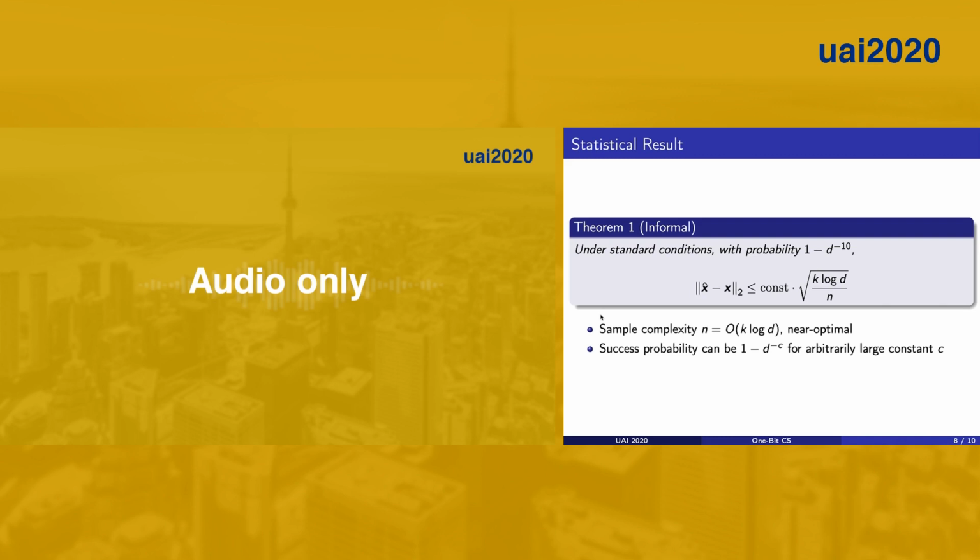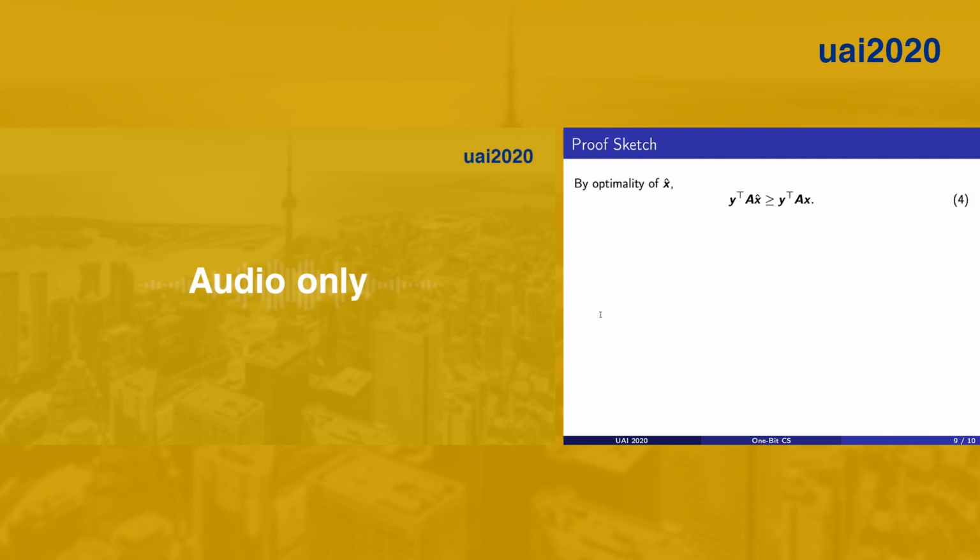And it's also worth mentioning that we can make the success probability as large as 1 minus d to the power of negative c for any constant c. Say you can let c be 100. Okay, so I want to sketch the proof because it's very simple and the proof illustrates how we can extend the results to handle different types of signals beyond sparsity or different sensing matrix A.